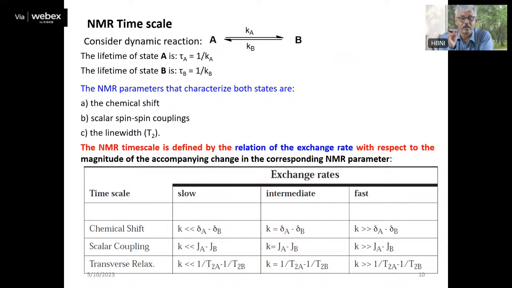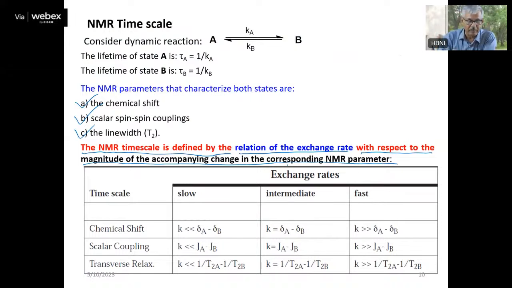Now the most important thing is the NMR time scale. Again, I have told the same dynamic equation, and lifetime I have already discussed. I have also told that the NMR parameters that characterize both states are the chemical shift, scalar coupling, and the line width. Now see, this is a very important thing: you must remember the NMR time scale is defined by the relation of the exchange rate, which is the rate constant, with respect to the magnitude of the accompanying change in the corresponding NMR parameter.